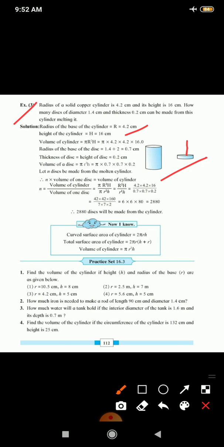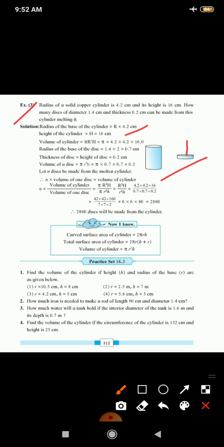So now that is equal to 42 into 42 into 160 upon 7 into 7 into 2. Now to remove the decimal points, we have to multiply by 10, and the denominator also by 10. So you get 42 upon 7, next one also 42 upon 7, and next one 2 into 10 is 20, and 16 into 10 is 160.